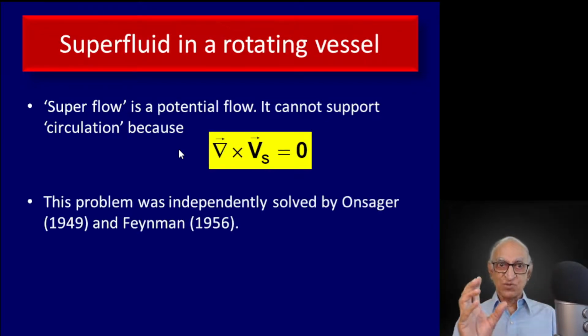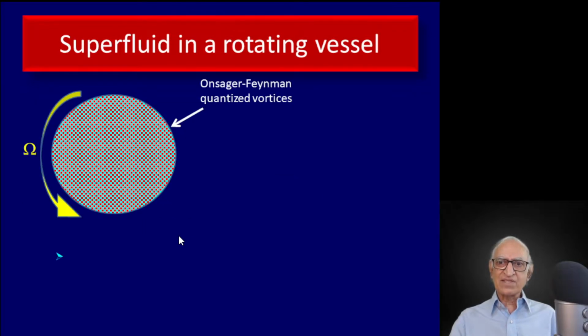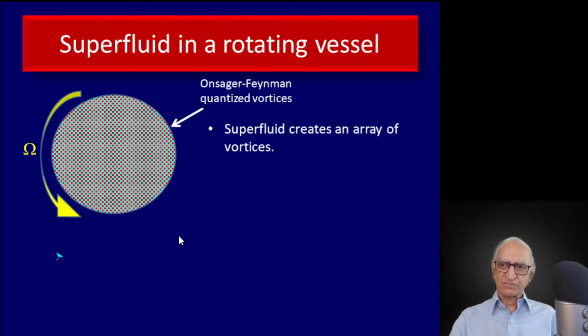So a bucket of superfluid helium cannot rotate. And yet thermodynamics tells you that in order to minimize the free energy, it would be a lot better if it could rotate. Now, this problem remained unsolved for a long time. It was solved by the great chemist Lars Onsager in 1949, and several years later, independently, by the great Richard Feynman. What they basically said was the following.